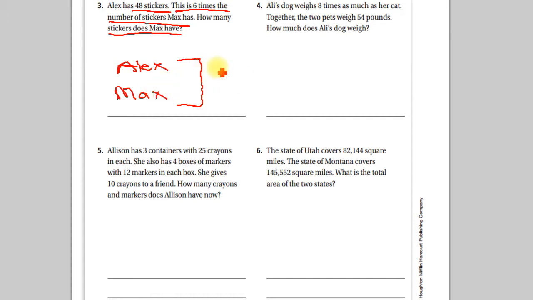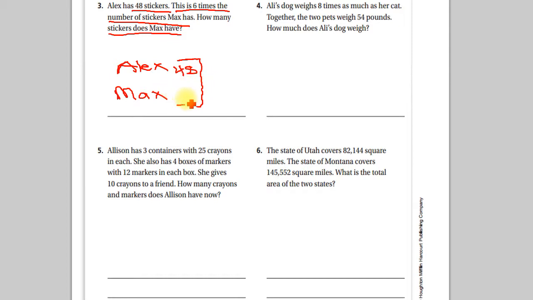Now, do we know the total number of stickers that both of them have? Let's see. Alex has 48. Well, okay, I'm going to put a 48 next to Alex. This is 6 times the number of stickers Max has. So 48 is 6 times the number of stickers Max has. How many stickers does Max have? We don't know the total, okay? And that's okay. We don't have to know the total.